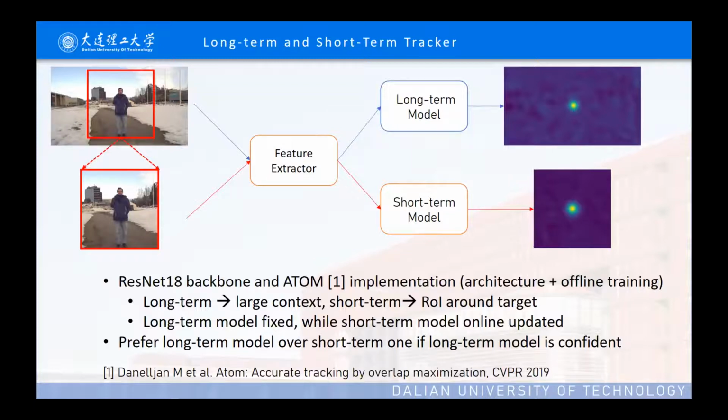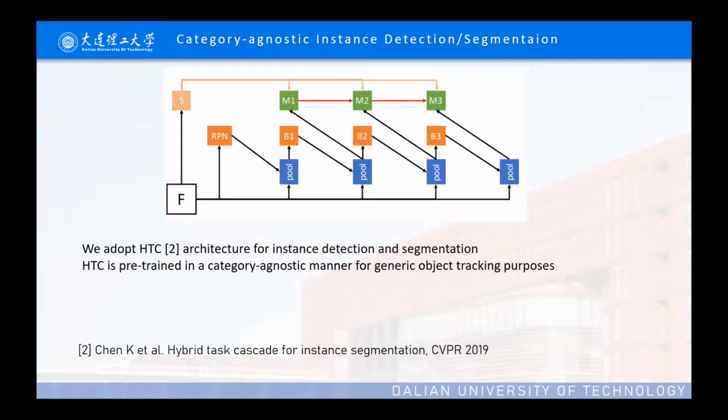Since background noise may be introduced during the online update, we trust the long-term model more than the short-term model. As such, in each frame, if the confidence of the long-term tracker is higher than a predefined threshold, we prefer the tracking result of the long-term tracker. Otherwise, the output of the short-term tracker is adopted. For the detection and segmentation part, we adopt the architecture of the HTC method, which interweaves instance detection and segmentation to obtain more accurate detection and segmentation results.